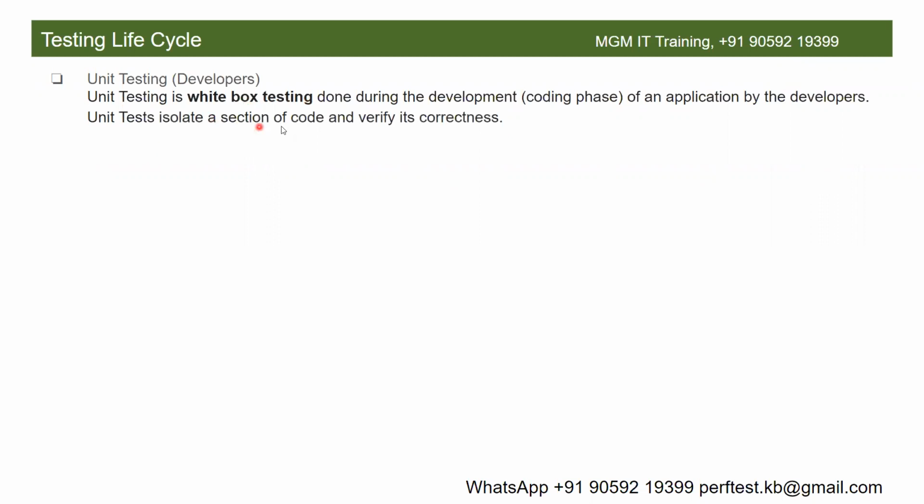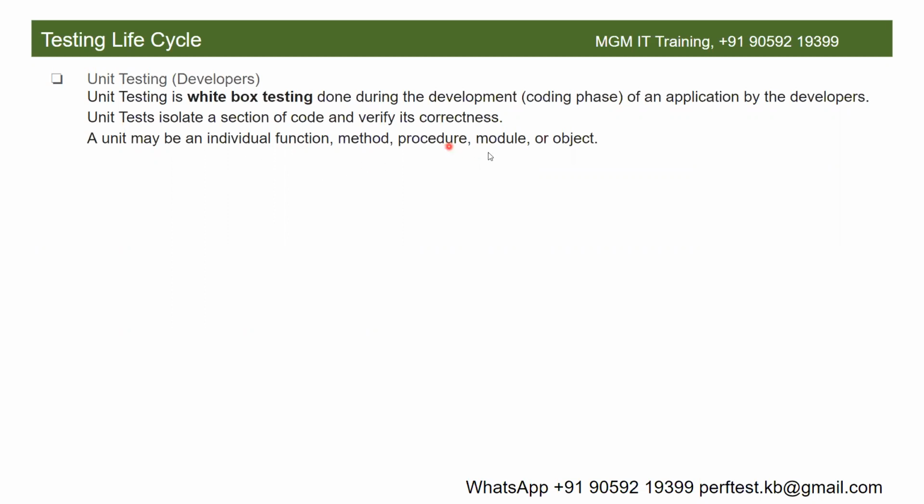Unit tests isolate a section of code and verify its correctness. As soon as developers write some piece of code, they do unit testing. What is the purpose of doing that unit testing? To verify the correctness of that small piece of code, to verify whether it is working as expected or not. So that is unit testing. And a unit may be an individual function, method, procedure, module, or object.